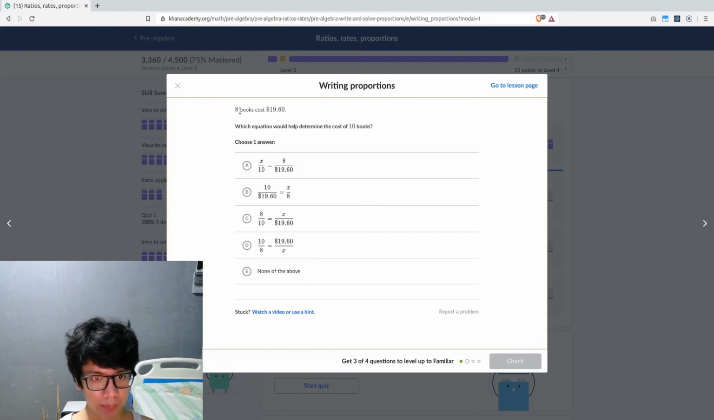10 books, 8 books cost. So we have 8 over 19.60. No. No. Wait, what? No. Oh, this one. 10 books is 19. No, this one would work. Oh, same thing, just a word, not the above.